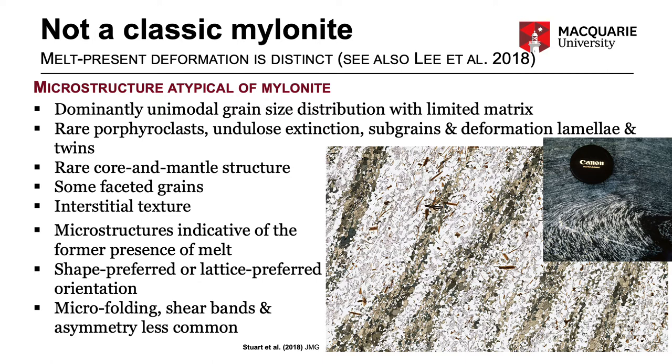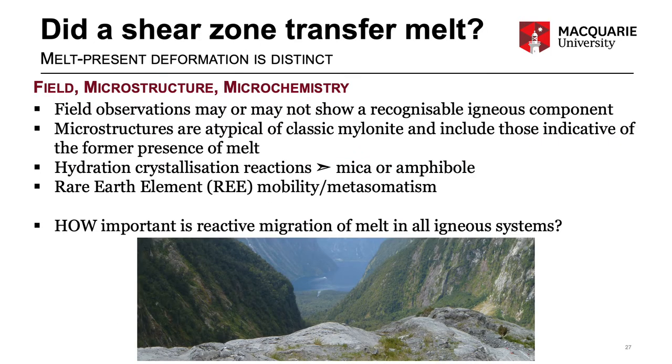Pembroke Valley. We don't see the bimodal grain size distribution that we see in a classic mylonite. And many of the other microstructures here are quite different to what you find in a typical mylonite. I think this microstructural pattern is an excellent indicator for melt flux through the lower crust. So how can we recognize if a shear zone transferred melt?